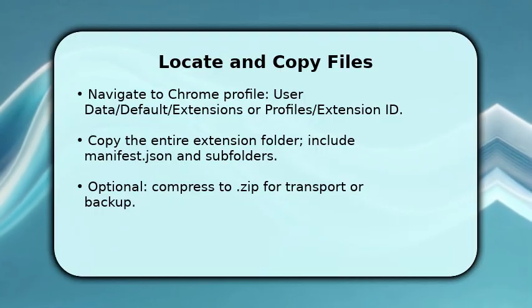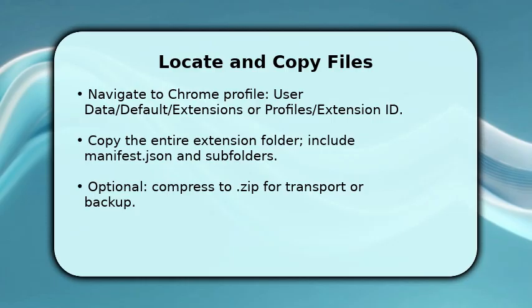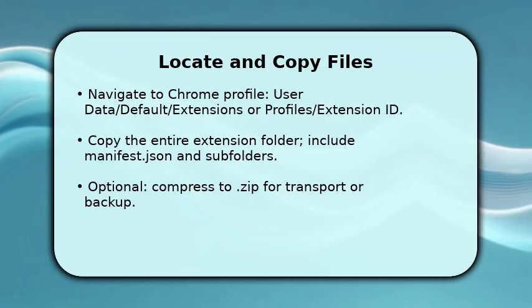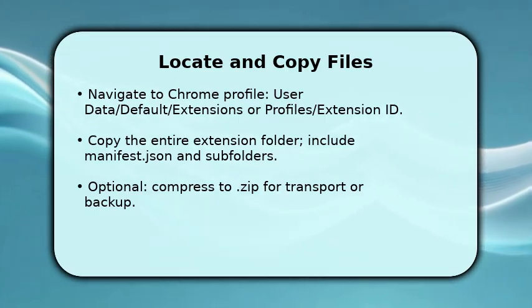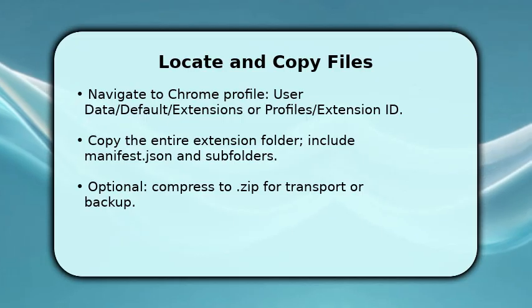Once there, find the folder matching the extension ID and copy the whole folder: manifest.json plus all subfolders and assets. That ensures functionality when reinstalled. If you plan to transfer, compress the folder to a zip so you preserve timestamps and avoid partial reads.